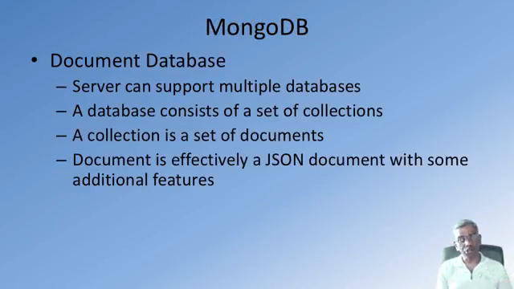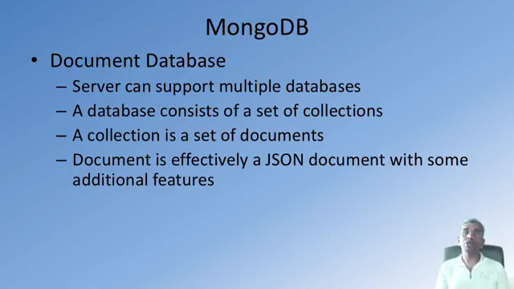Coming to MongoDB in particular, MongoDB is a document database. The server itself can support multiple databases. A database in particular is a set of collections. And a collection itself, as we discussed earlier, is a set of documents. So the document becomes the unit of information in case of MongoDB. The document in MongoDB is nothing but a JSON document.